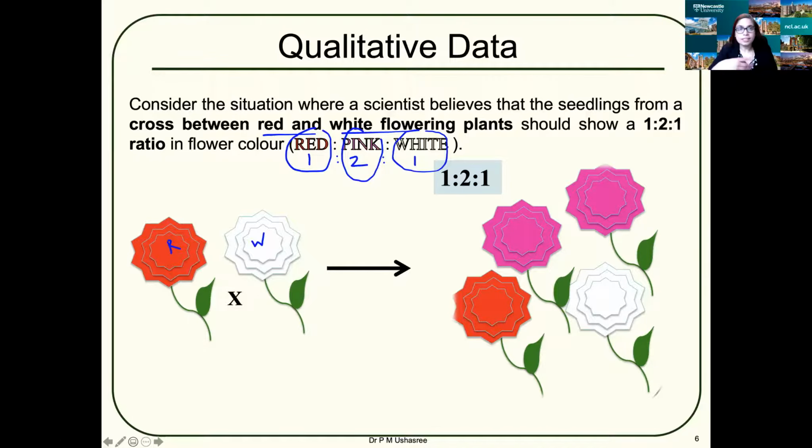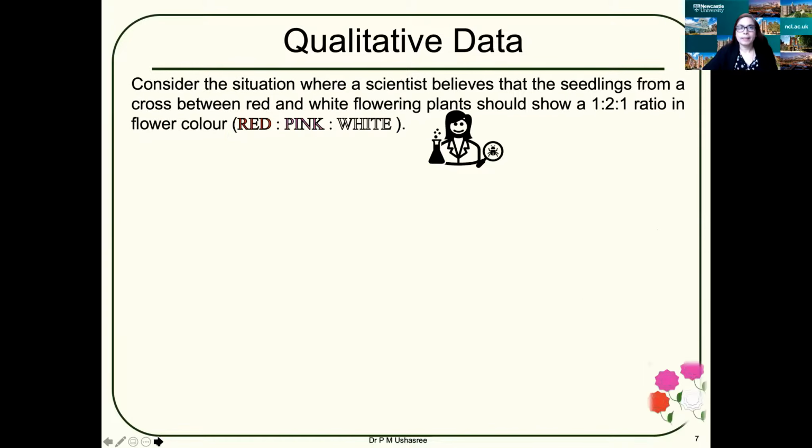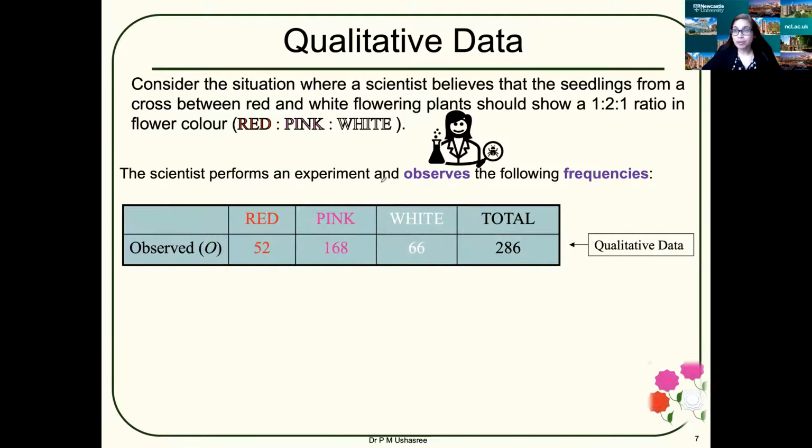That is based on the scientist's genetic theory. Okay, so now the scientist performs the experiment. Let's take the scientist as a lady scientist. In general, I'll just say it's a lady, okay? So the scientist performs an experiment and observes the following frequencies. What does the scientist observe in her experiment? She sees that there are 52 red flowers, 168 pink flowers, 66 white flowers. There are 3 categories here. One is red, second is pink, and third is white.